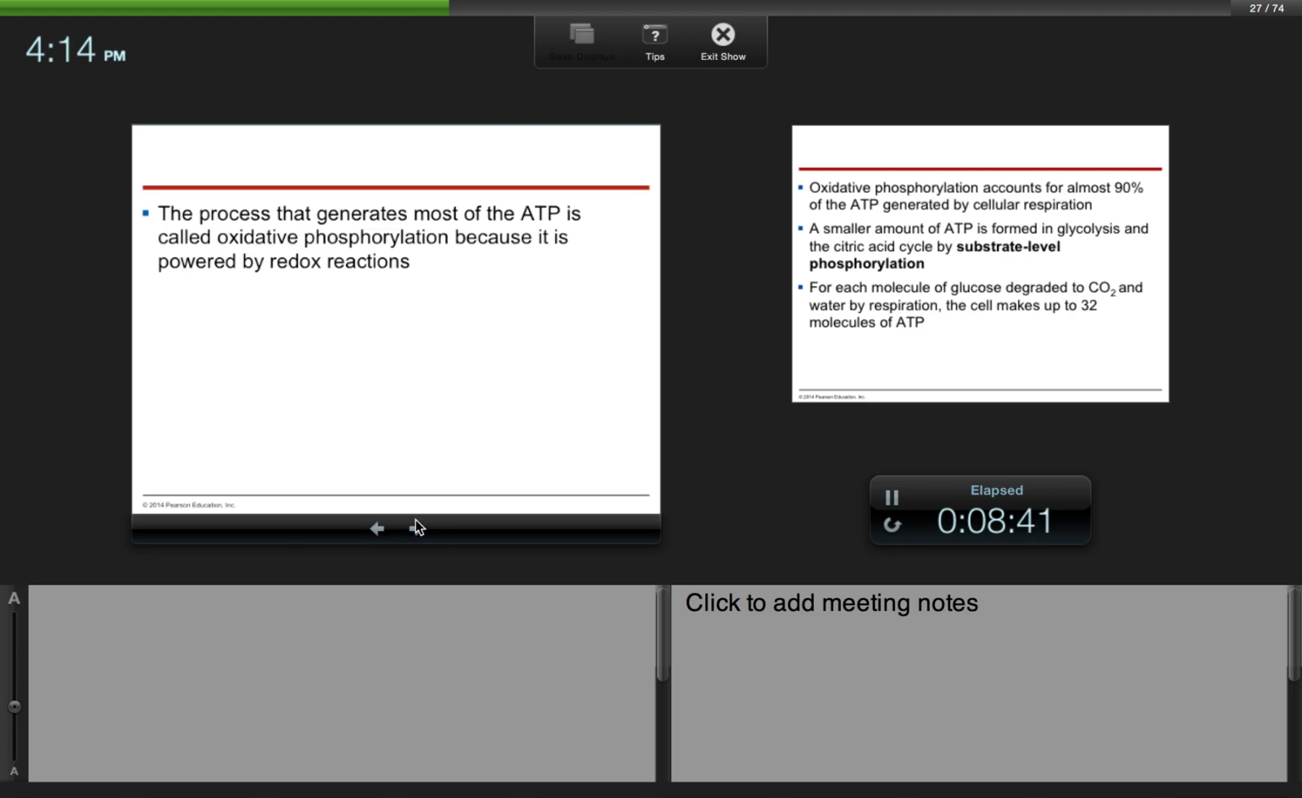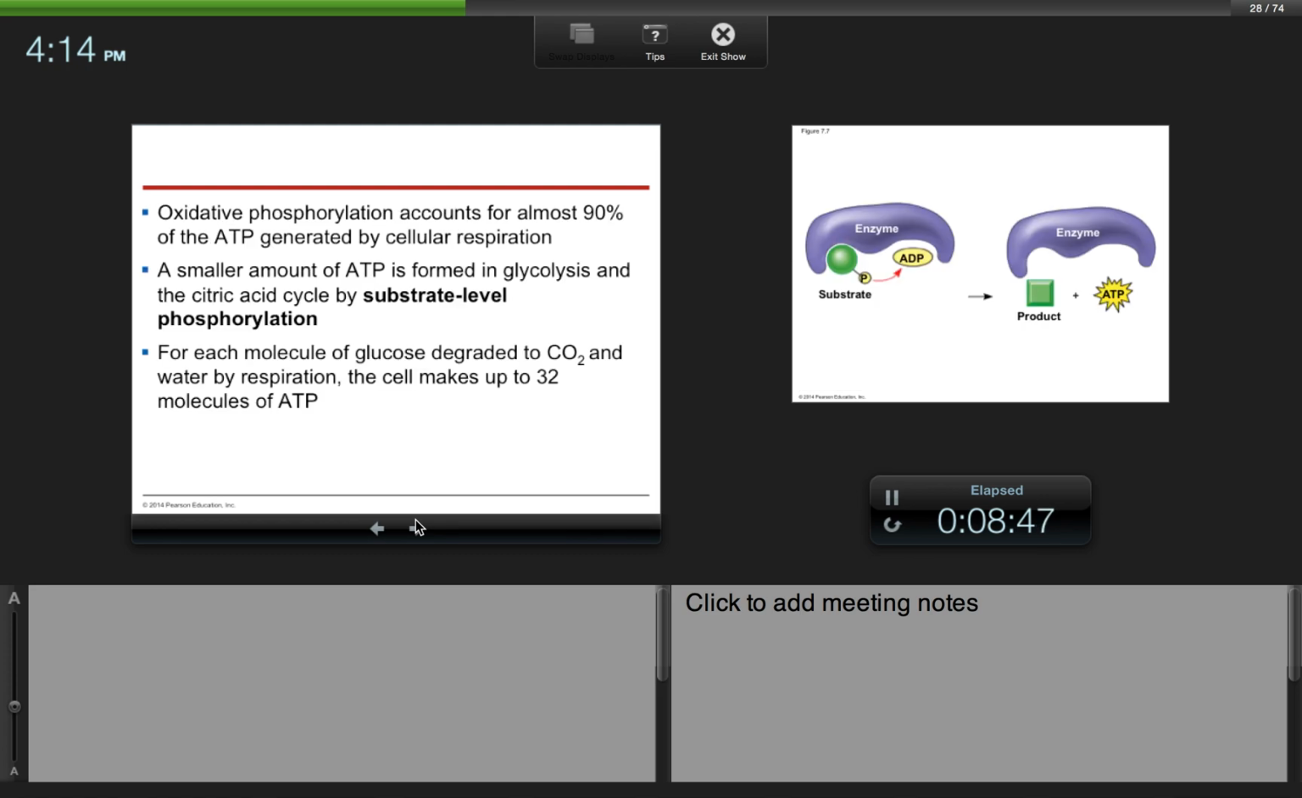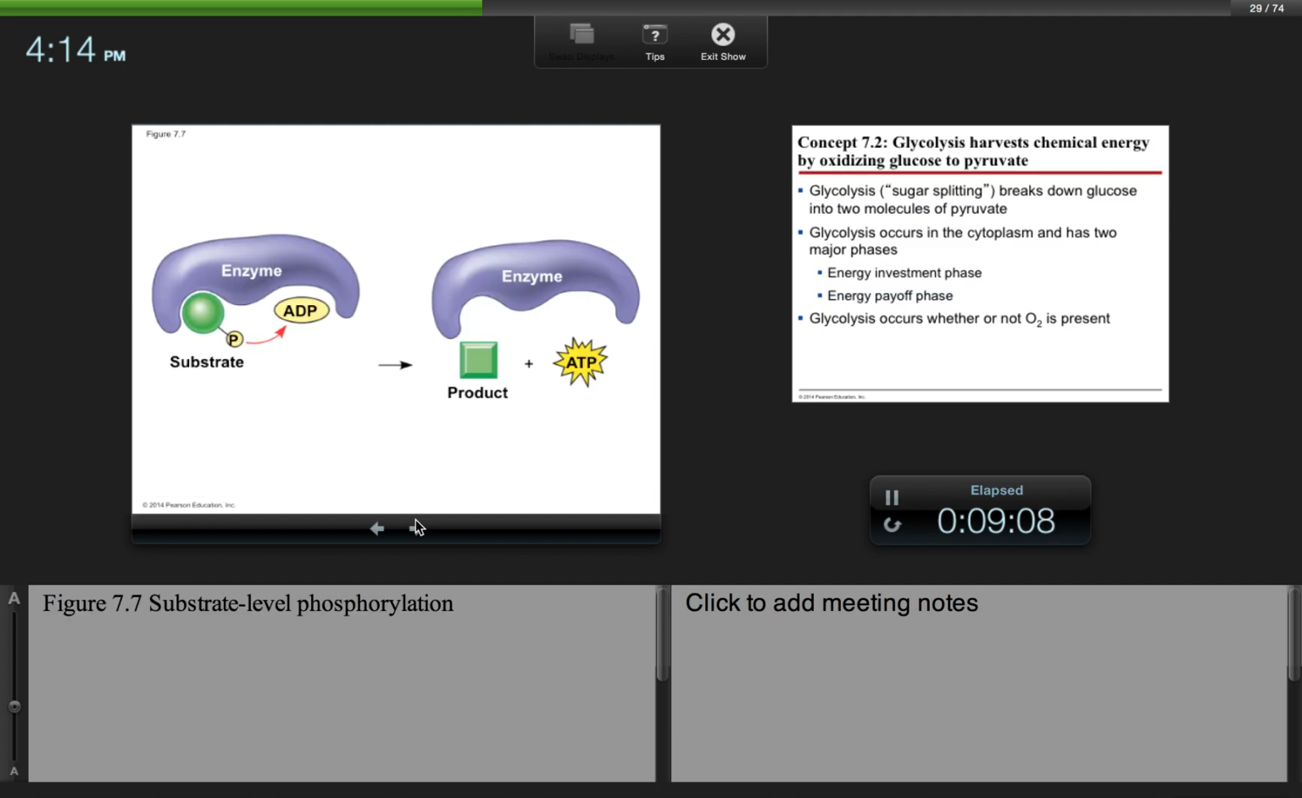The process that generates most of the ATP is called oxidative phosphorylation because it is powered by redox reactions. Oxidative phosphorylation accounts for almost 90% of the ATP generated by cellular respiration. A small amount of ATP is formed in glycolysis and in the citric acid cycle by substrate-level phosphorylation. For each molecule of glucose degraded to carbon dioxide and water by respiration, the cell makes about 32 ATPs.